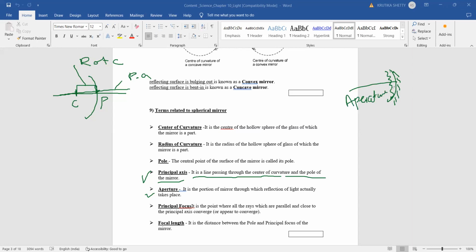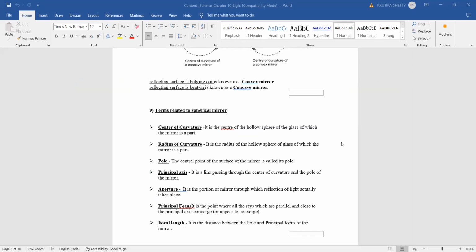Okay, the next definition. In total, we have seven definitions here. You need to remember all seven. The next one is the principal focus. What is the principal focus here? Before explaining, I'll show you the picture, then you may understand the principal focus.